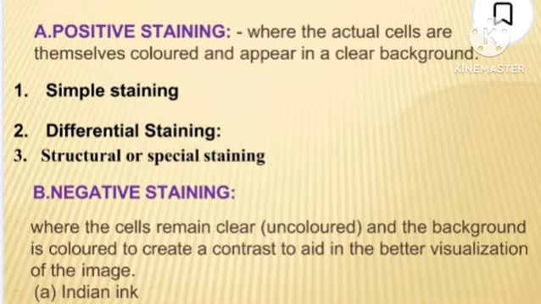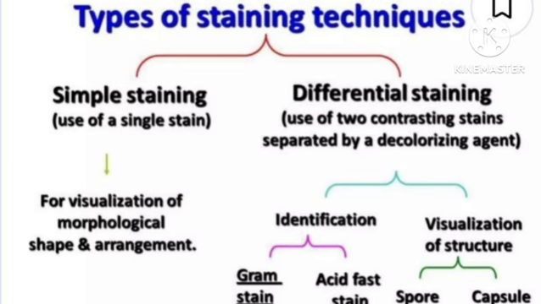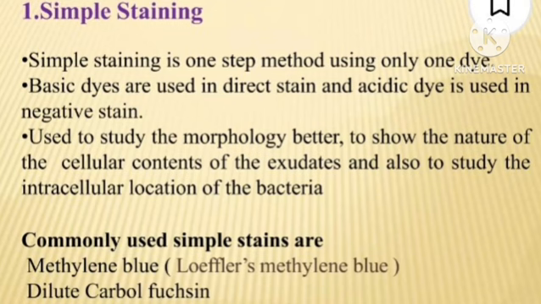The types are positive staining, simple and differential staining, and structural and special staining of bacteria. In simple staining, this technique uses a single basic dye to color all cells uniformly, allowing the viewer to easily observe the size, shape, and arrangement of cells. There are two types: positive, or direct staining, and negative, or indirect staining.